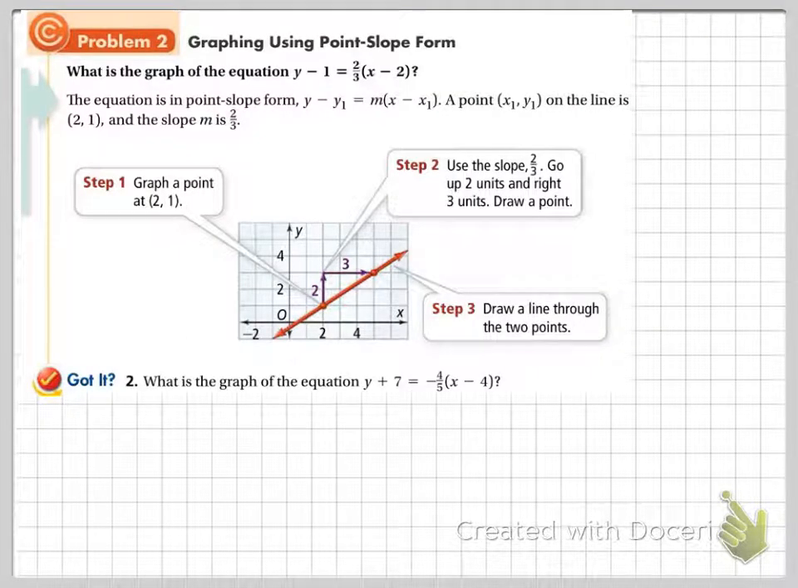Okay, graphing. So how we're going to graph is we're going to figure out the point that it goes through, and we'll graph that point. And then we're going to move with our slope. So I'll write my equation up here. So it's y minus y1 equals m times x minus x1.